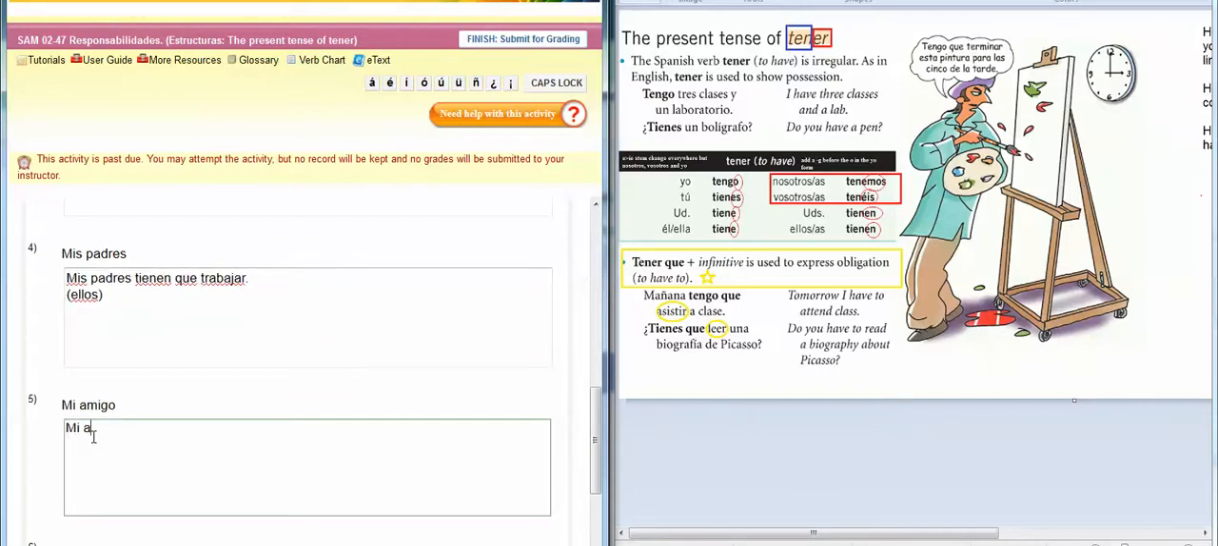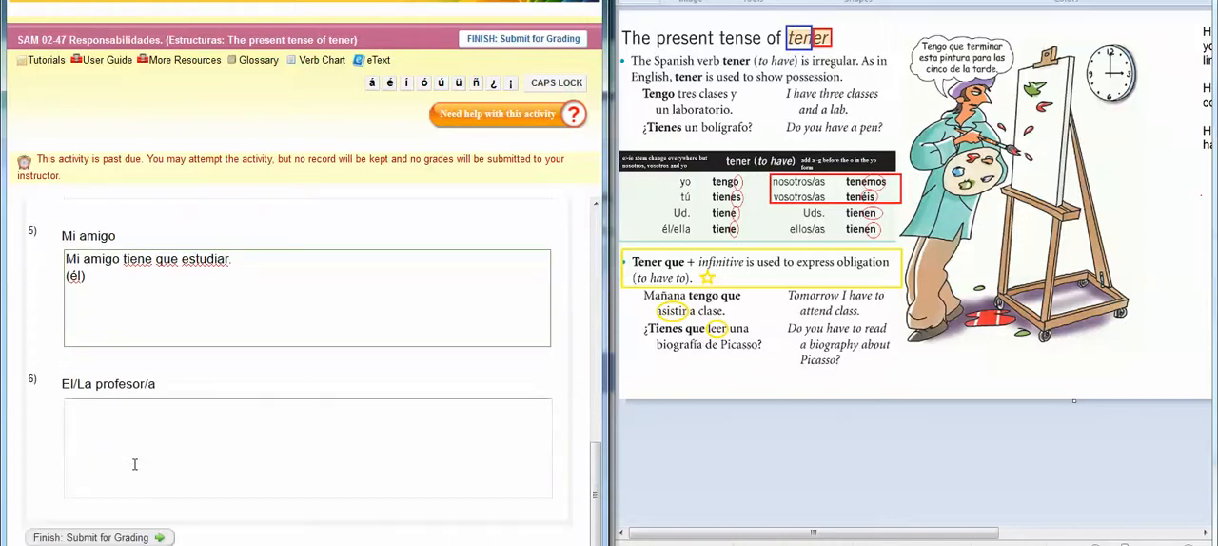Mi amigo. What does my friend have to do? Study. My friend has to study. You guys are my friends. You guys got to study. Okay, so estudiar. If I want to say my friend has to study, my friend isn't in the chart, but I could say either my friend has to study or he has to study. Okay, and he for tener is tiene. And then I have to put a que because it's an obligation.